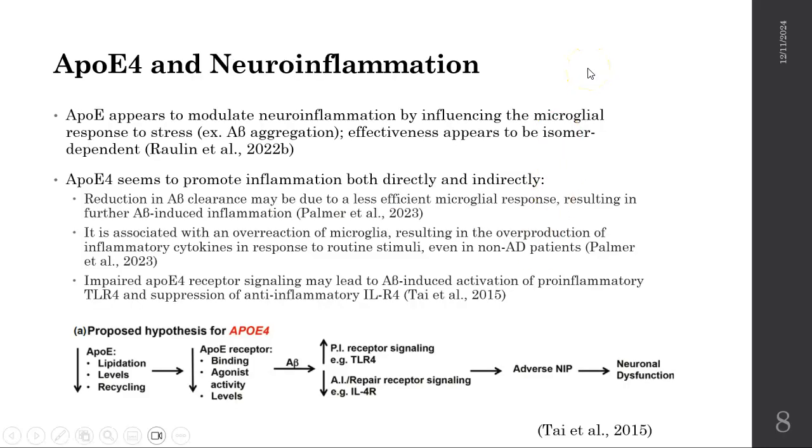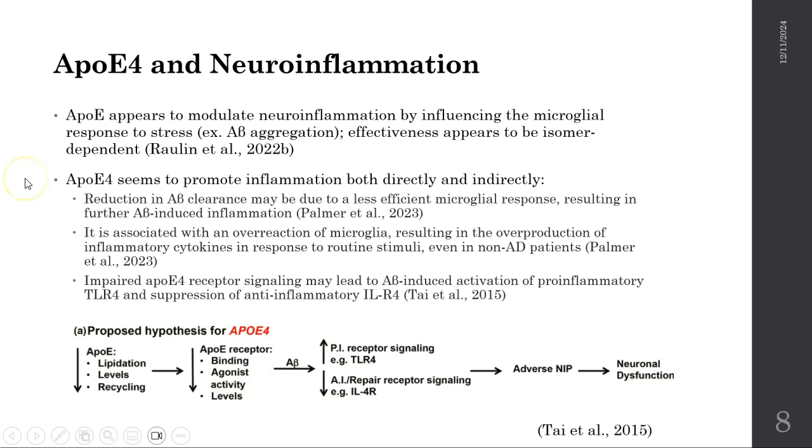The role of APOE4 in neuroinflammation is currently still being researched, so there are many mechanisms that aren't fully understood just yet. But currently, we do know that APOE appears to modulate neuroinflammation by influencing the microglial response to stress. In this case, that stressor is beta amyloid aggregation. And the effectiveness of this response appears to be isomer dependent. APOE4 appears to be correlated with a negative outcome or negative response versus APOE2 and APOE3.